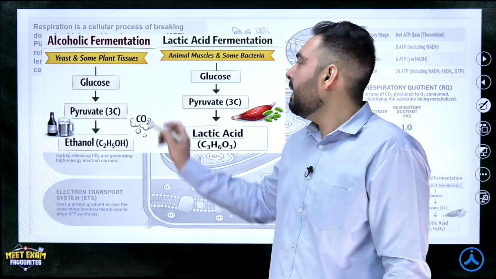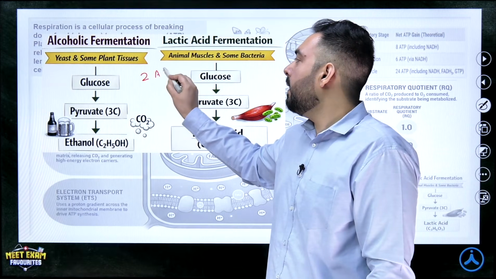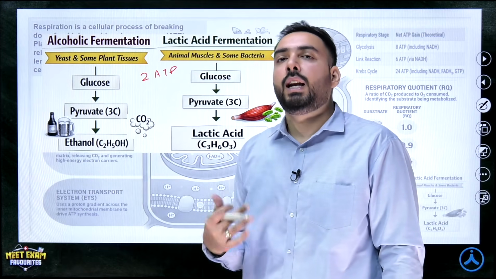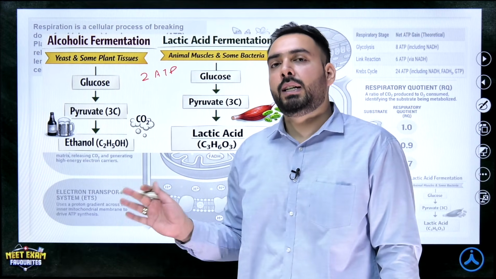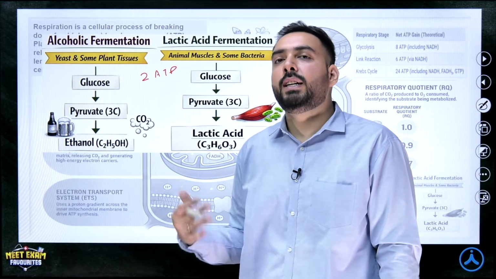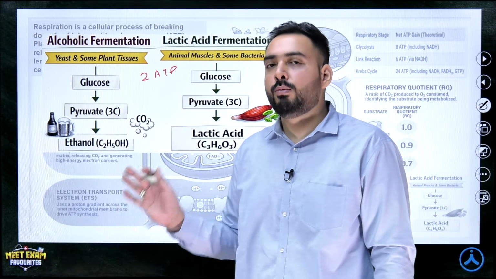What is the difference? The net gain in either of the fermentation processes is 2 ATP. What happens to NADH? The NADH of glycolysis does not go into ETS in fermentation. It is used in the fermentation process itself. So fermentation can only give 2 ATP net gain from each glucose molecule.